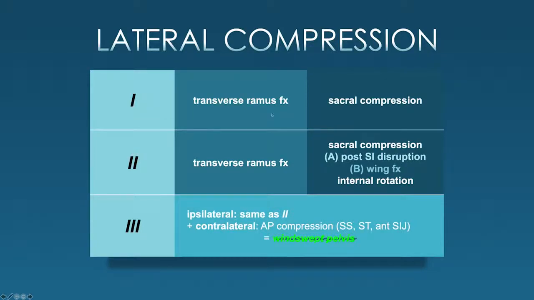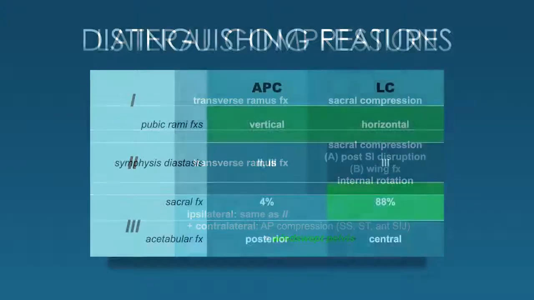So in review of that, transverse pubic rami fractures are seen in all of these. We have sacral compression posteriorly, and we start disrupting either the ligaments with the type A in the LC2 fracture or the iliac wing fracture with the type 2B, and we have internal rotation. When we move across to the contralateral side and create an anterior-posterior compression, we've got an LC, or lateral compression, type 3 injury. This is our windswept pelvis.